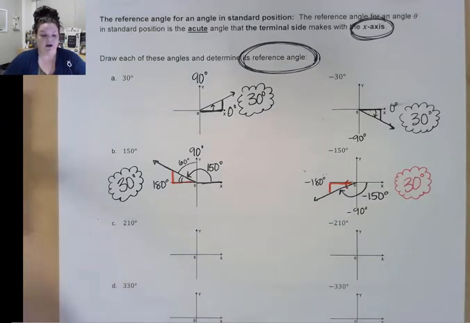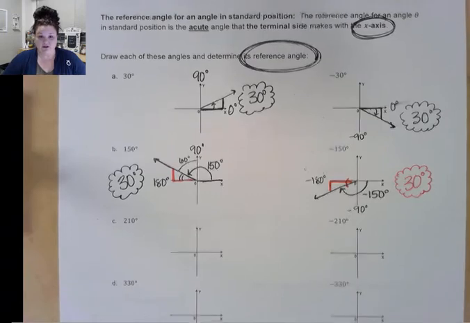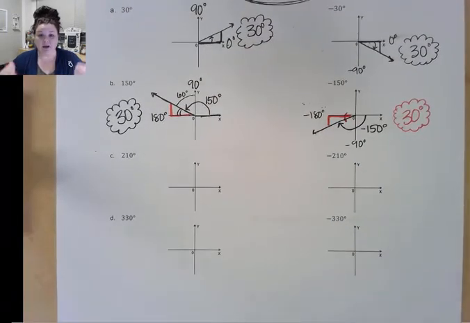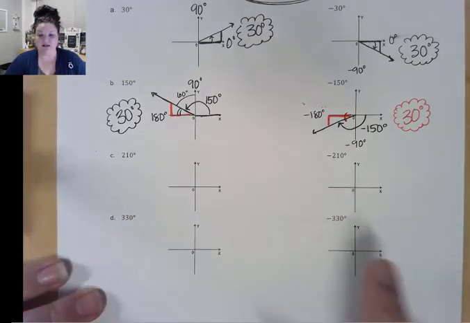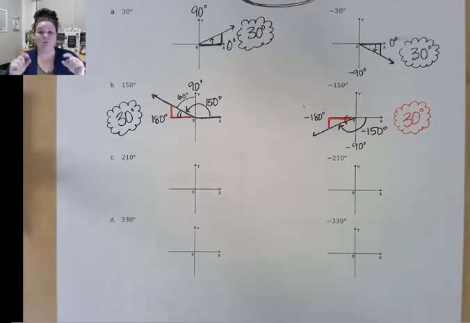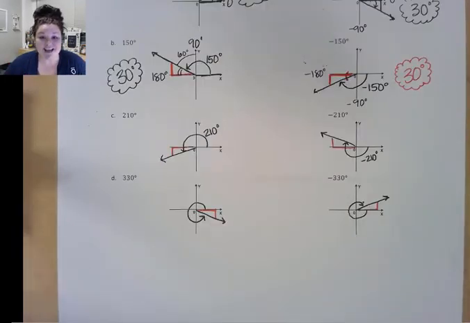Okay. All right, so there's two more to try. I want y'all to pause the video, see if you can draw the angles for 210, negative 210, 330, and negative 330, and determine what the reference angle is. Okay, if you get stuck, or if you finish and you just need to check yourself, unpause the video and we'll go through it. Okay, let's see how you did.